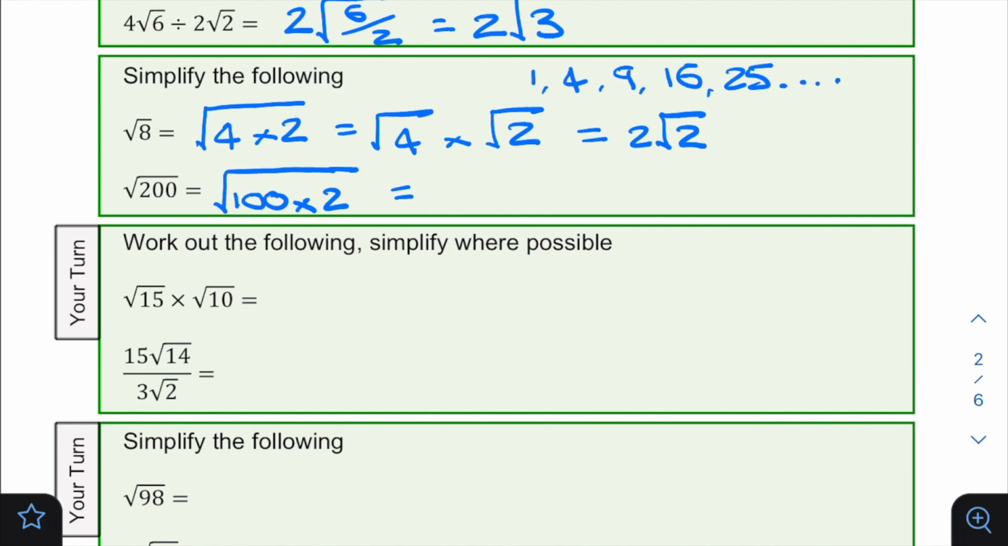Then using the first law of surds, split that into 2 separate ones. So root 100 times by root 2. And then the whole reason we chose a square number, just like before, is because now we can square root that square number. Square root of 100, going to give us 10. And then root 2, as we know, you can't simplify any further.